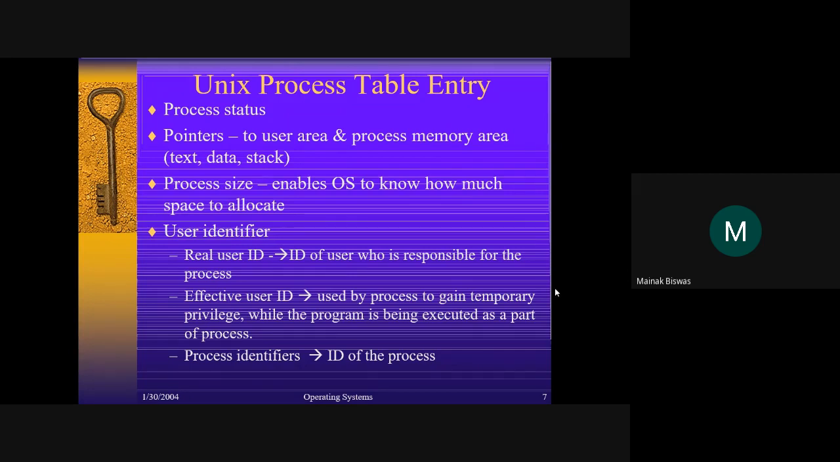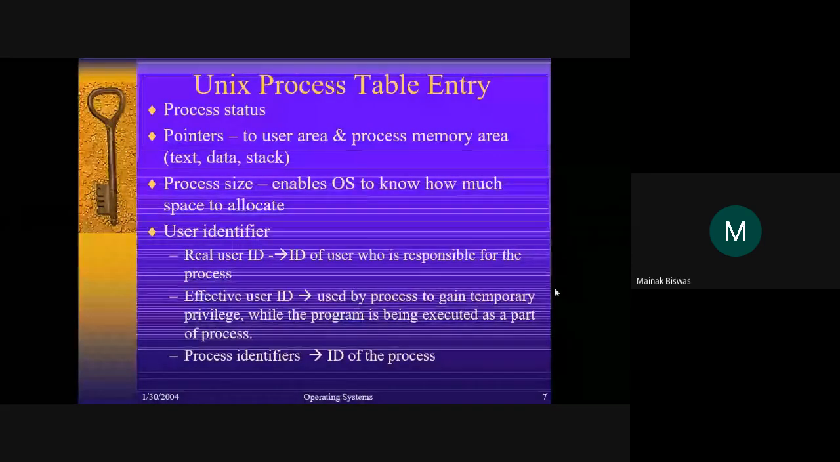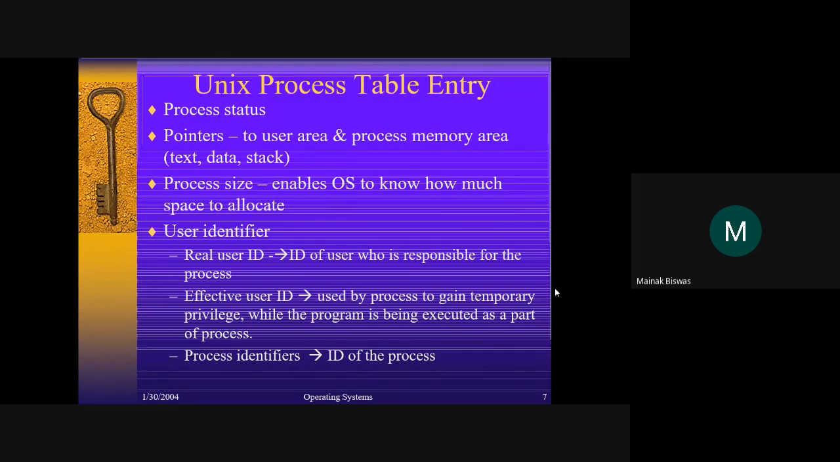Now, what is the user identifier? As a user, you are creating a process. There can be multiple users in a system. So the real user ID is the ID of the user who is responsible for the process. Then there is the effective user ID, which is used by the process to gain temporary privilege while the program is being executed as a part of the process. Temporary privilege can be anything, such as writing, reading, or execution rights. And the process identifier is the ID of the process.